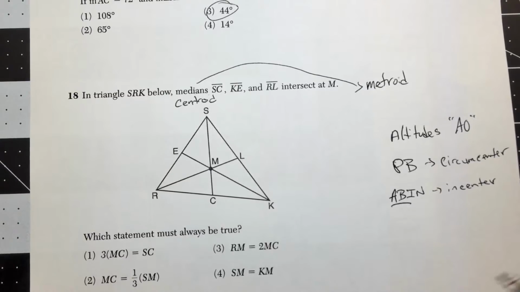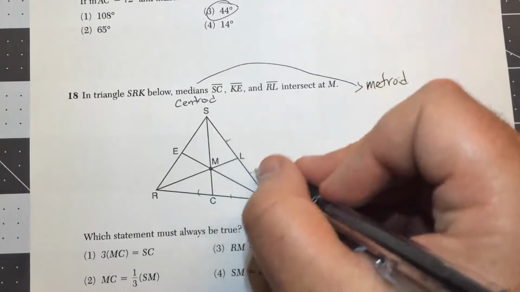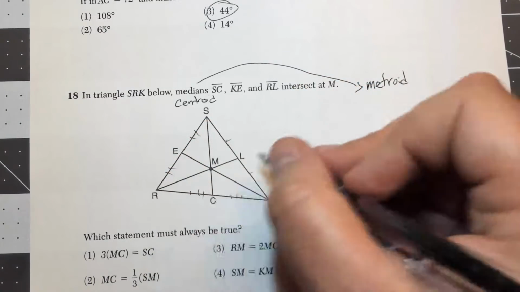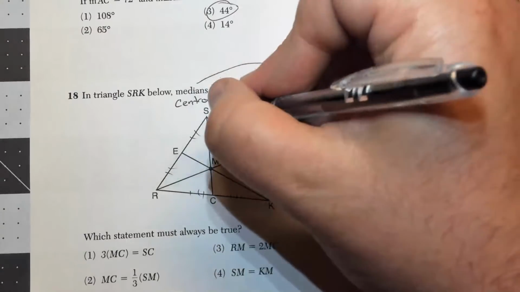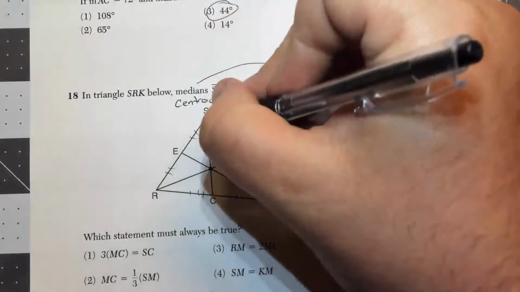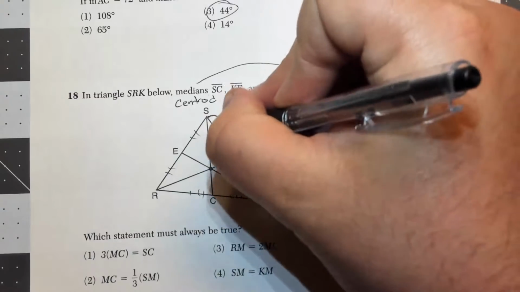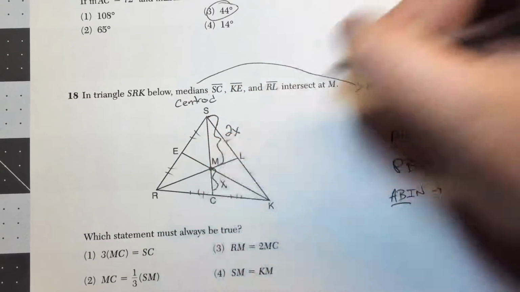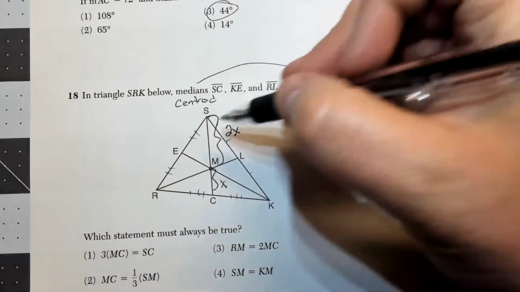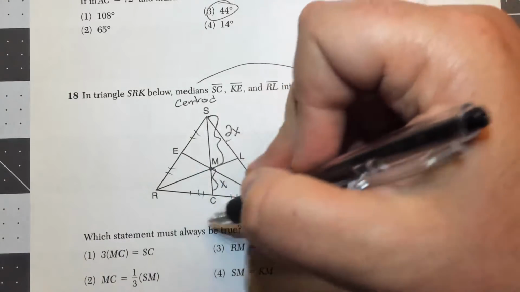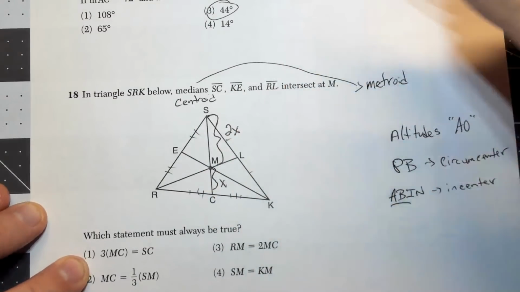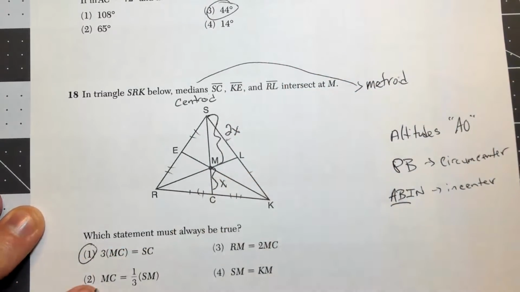With the centroid, these are the medians. So these segments are all going to cut in half. That's what it means to be a median, that you're connecting to the midpoint on the opposite side. And also this piece, from S to M, is exactly twice as big as MC. So that means that MC is 1/3 of the whole segment. So is 3 times MC equal to SC? Yes, it is. Is MC equal to 1/3 of SM? No, it's equal to half, right?